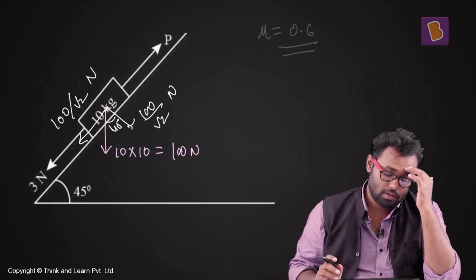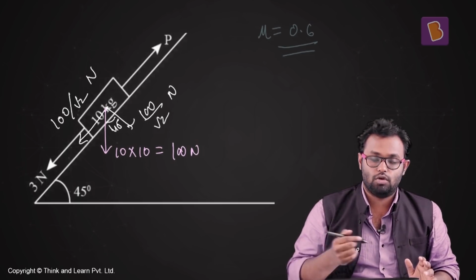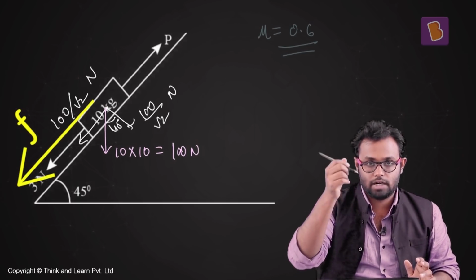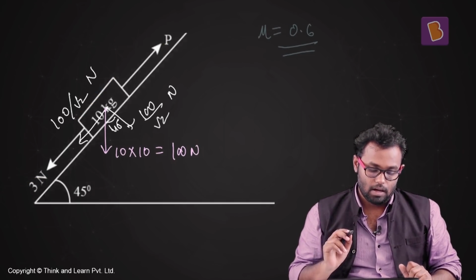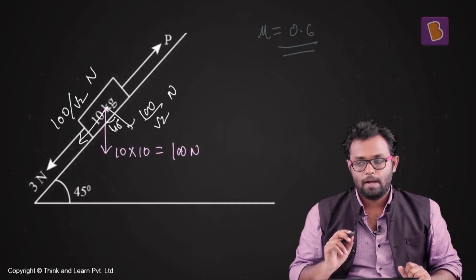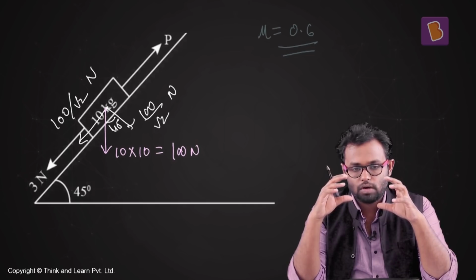But now the problem is, the first thing I think when I get this problem is, what will be the direction of the force of friction? Would it be acting downwards or would it be acting upwards? How would I figure that out? That depends on which direction this block is tending to move.